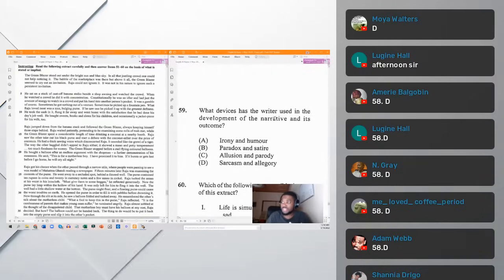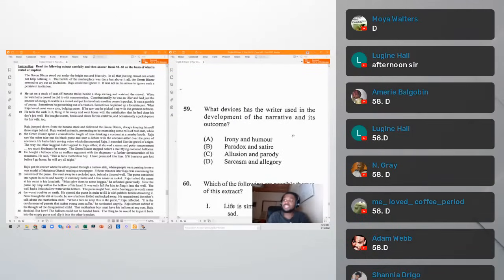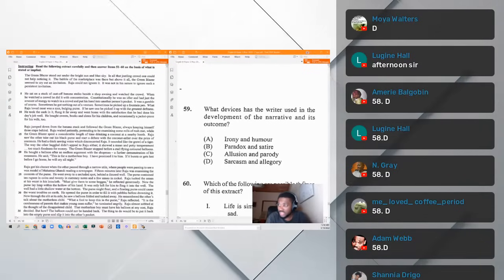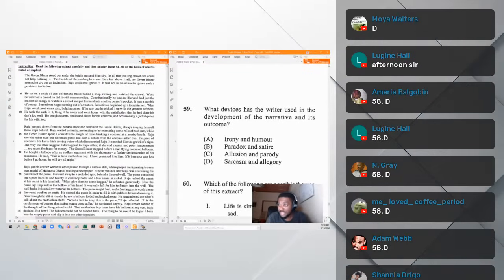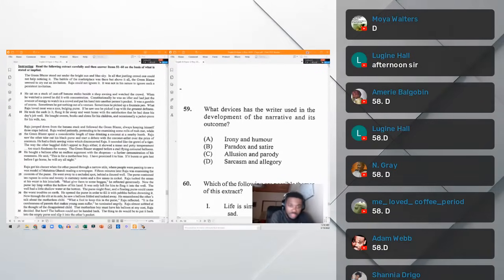59. Ooh, this is the toughest question on this extract. This is a tough question. What devices has the writer used in the development of the narrative and its outcome? Very tough one. I think it's a tough one. Tough question. 59.